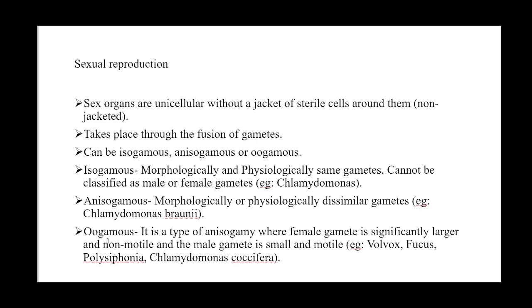In the oogamous type of sexual reproduction, the female gamete is larger and non-motile, and the male gamete is small and motile. Examples are Volvox, Fucus, Polysiphonia, and Chlamydomonas coccifera.